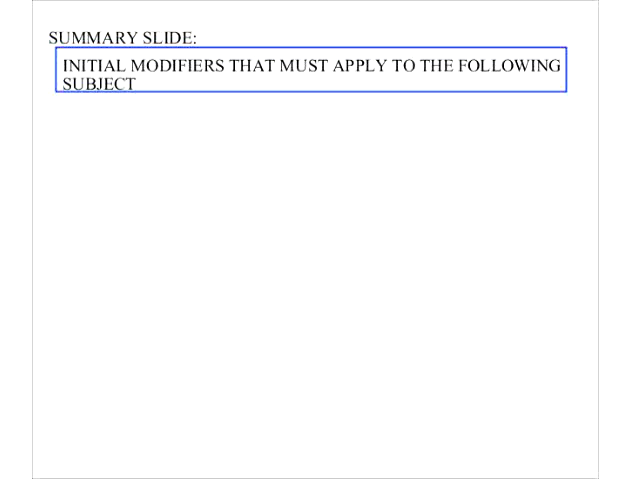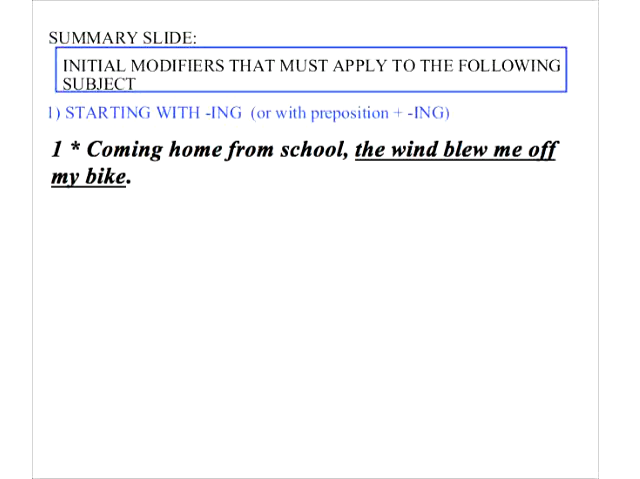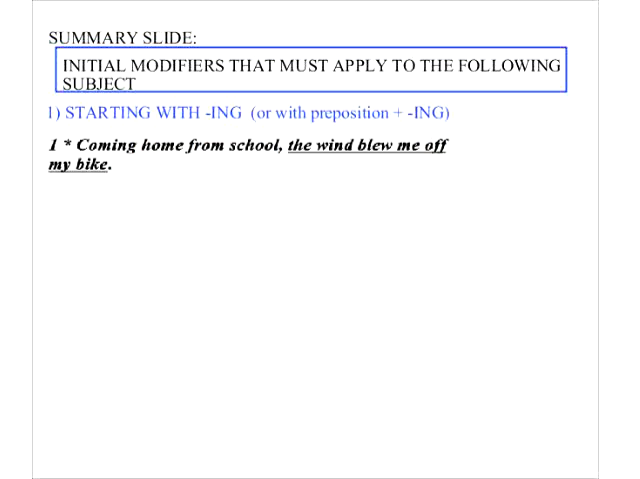Okay. So the first type is starting with ing or with a preposition plus ing. We didn't show you one of those, but if you have in ing or after ing or anything like that, then the same rule applies. So this example, coming home from school, the wind blew me off my bike, is an incorrect version of that.